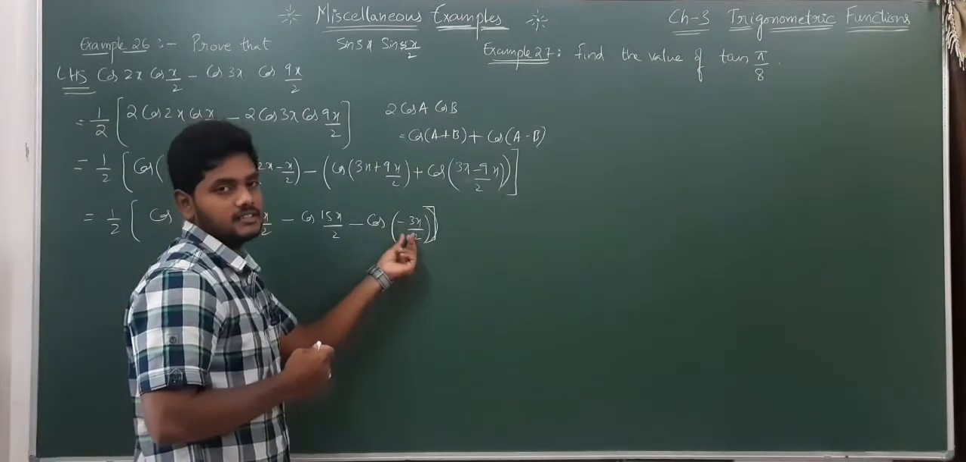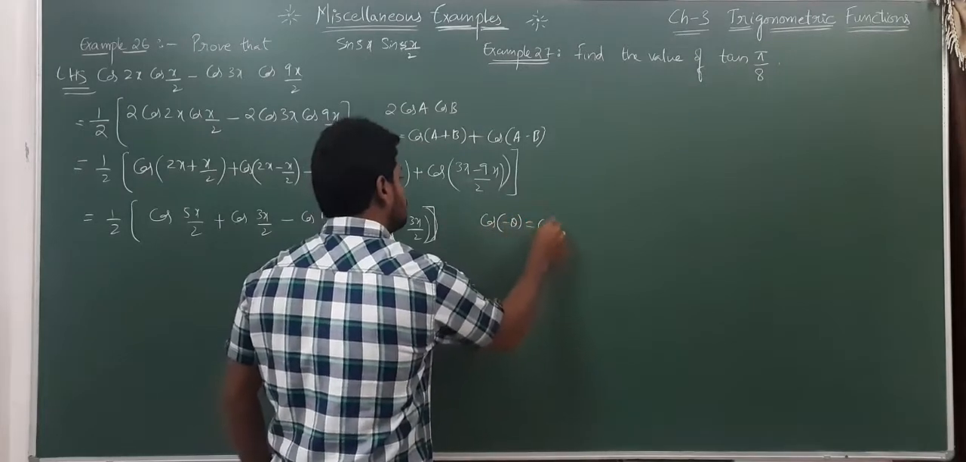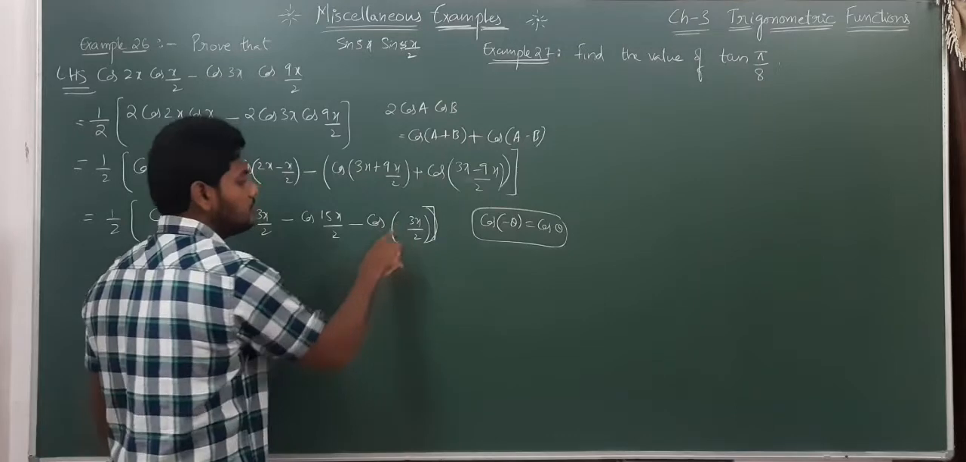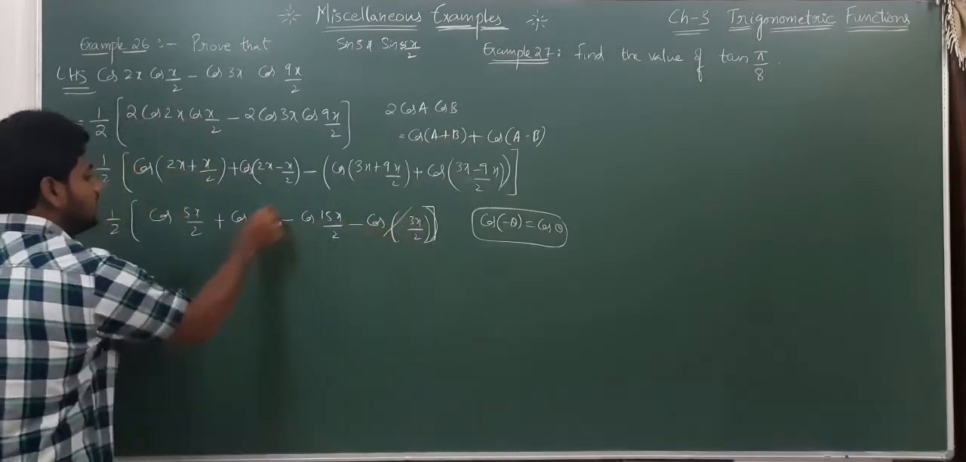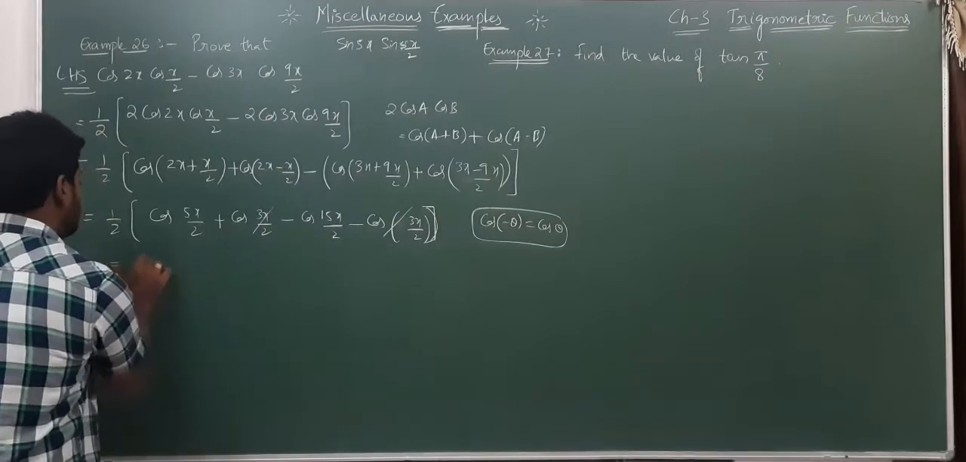cos of minus theta is cos theta only, na? So cos of minus theta is equal to cos theta, right? So like that, cos of minus also will become cos only. Now this one and this one will get cancelled. So remaining cos 5x by 2 minus cos 15x by 2.